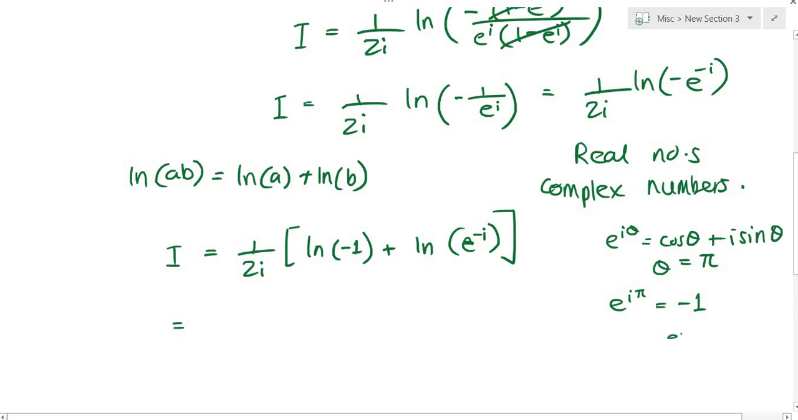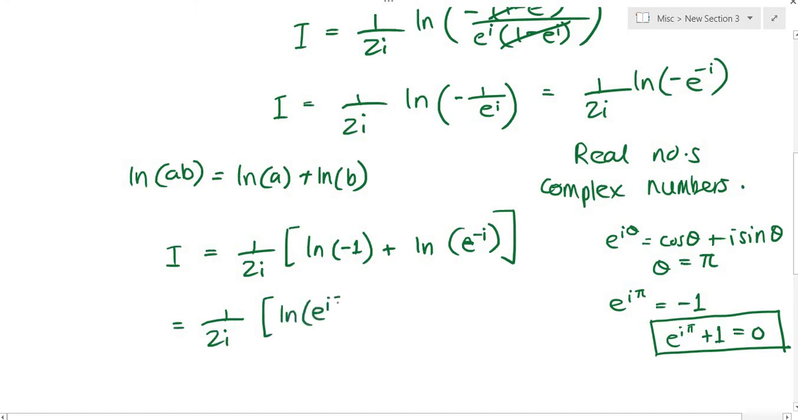And you might know that e raised to i pi plus 1 is equal to 0, and this is what's called the most beautiful formula in mathematics. So that's where we get the negative 1 from. So we have 1 over 2i, the common factor, and instead of a negative 1, why don't we plug in e raised to i pi, and here we have the natural log of e raised to negative i.